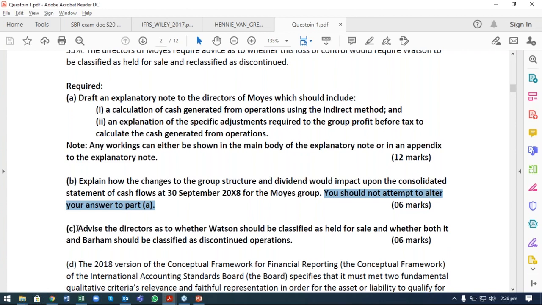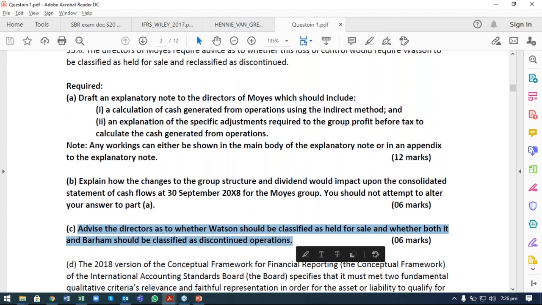Next, section C, or the C requirement, is: advise the director as to whether Watson should be classified as held for sale, and whether both Watson and Braham should be classified as discontinued operations. Both of these two subsidiaries were disposed of. Can we classify these two subsidiaries as discontinued operations or held for sale under IFRS 5 or not? So you have to understand the IFRS 5 requirements.